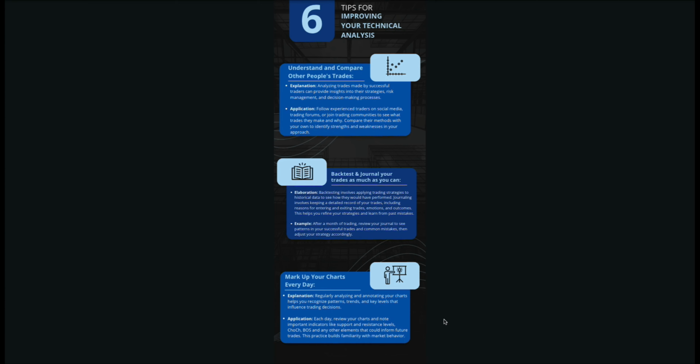So the first one is understand and compare other people's trades. Analyzing trades made by successful traders can provide insights into their strategies, risk management, and decision making. How do you apply this? Well, follow experienced traders, whether it's on social media, trading forums, or join trading communities to see what trades they make and why. Compare their methods with your own to identify strengths and weaknesses in your approach.